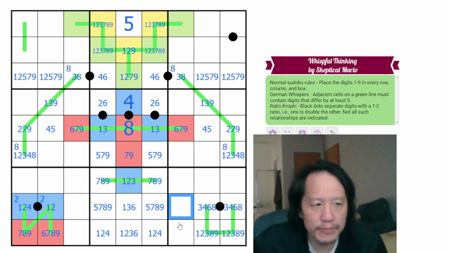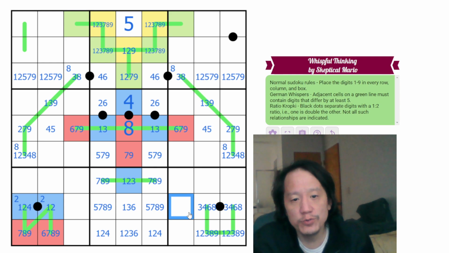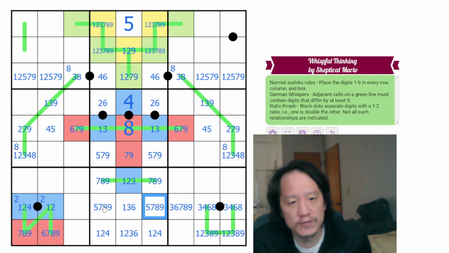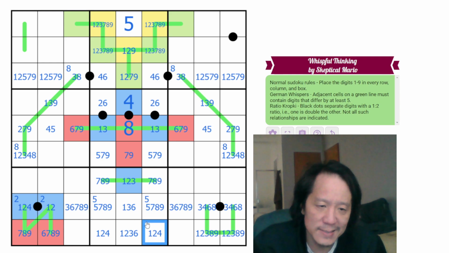This could be 3 or 6. It cannot be 2, and it cannot be 1 or 4. So this could be 3, 6, 5, 7, 8, 9. It can't be 5 because we know the 5 is one of these 2, right? And then this is also 3, 6, 7, 8, 9. Right?